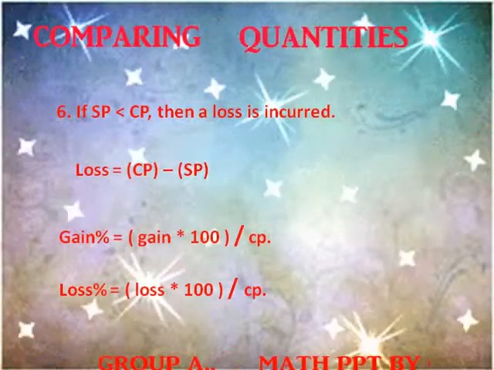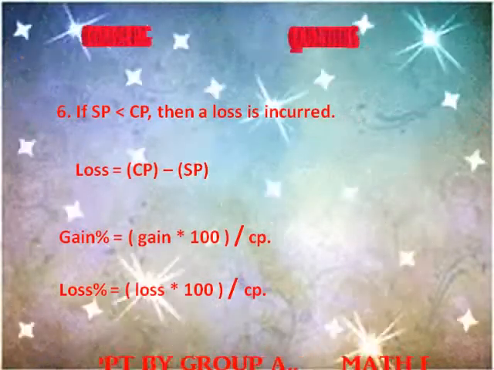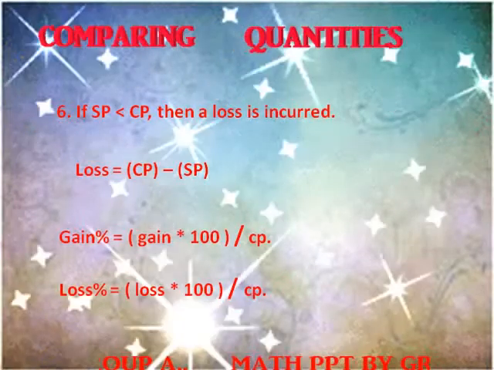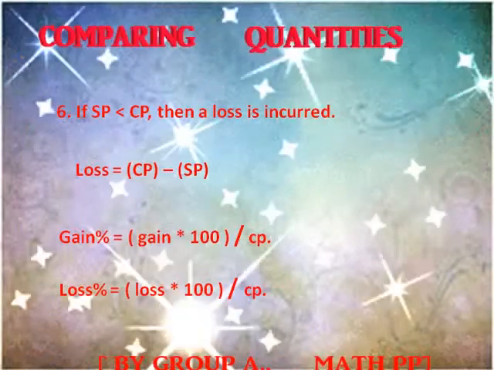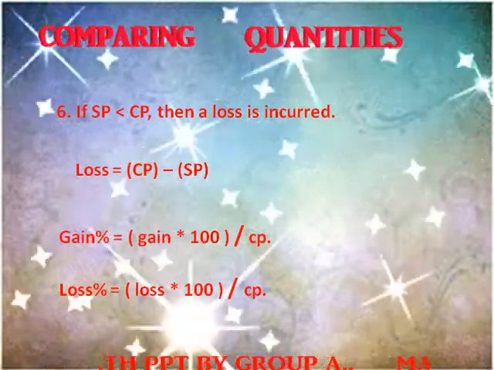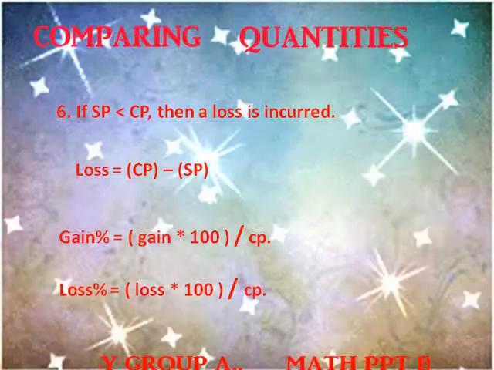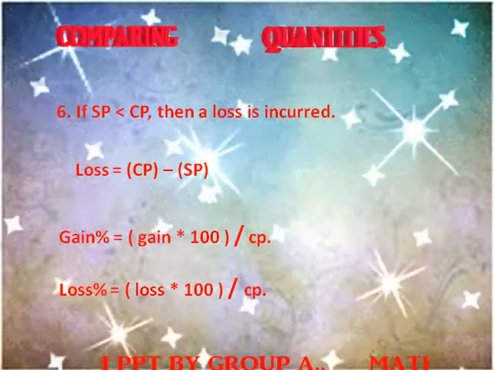6. If SP smaller than CP, then a loss is incurred. Loss equals CP minus SP. Gain percent equals gain multiplied by 100 upon CP. Loss percent equals loss multiplied by 100 upon CP.